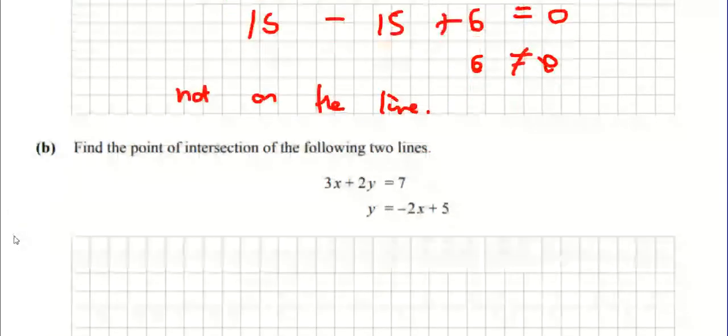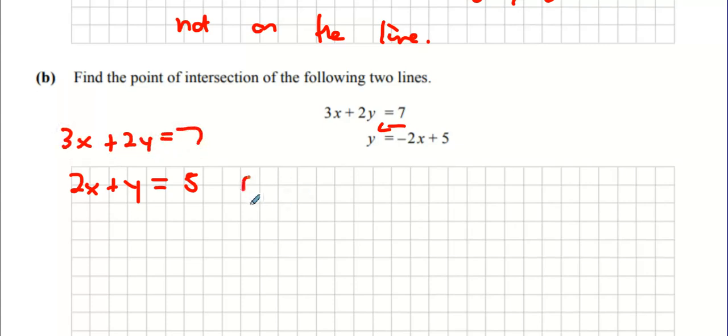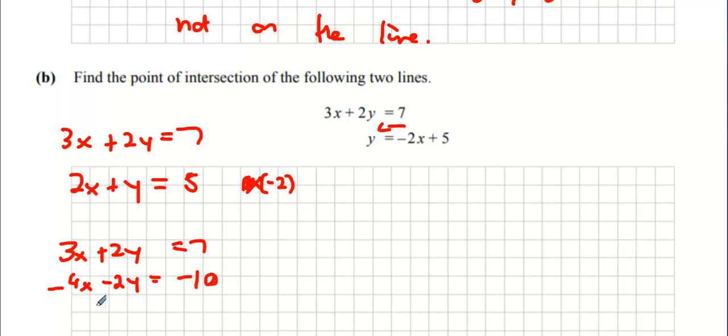Find the point of intersection of the following two lines. Okay, we need a simultaneous equation, so we're going to bring the 2x to the other side, so we're going to get 2x plus y equals 5, and then we have our 3x plus 2y equals 7. I'm going to multiply the bottom one by minus 2. So it's going to be 3x plus 2y equals 7, and then it's going to be minus 4x minus 2y equals minus 10. And then it's going to be minus 1x equals minus 3.